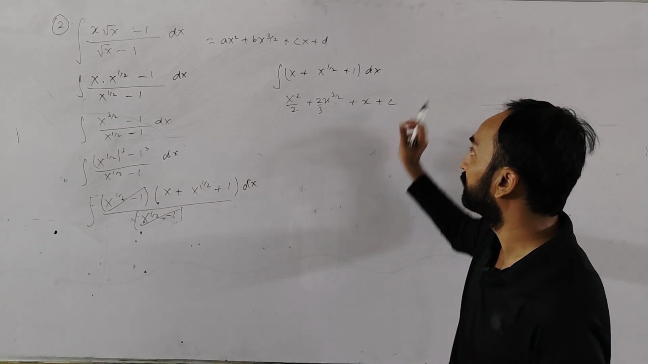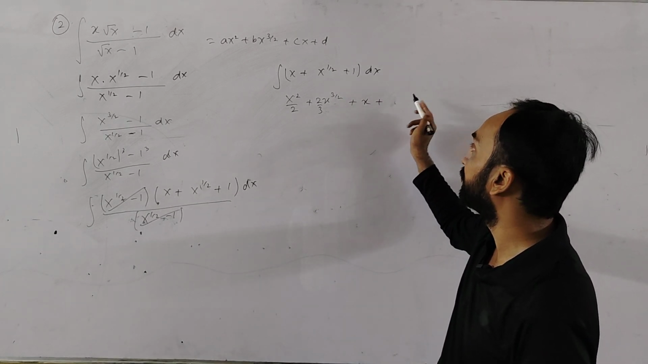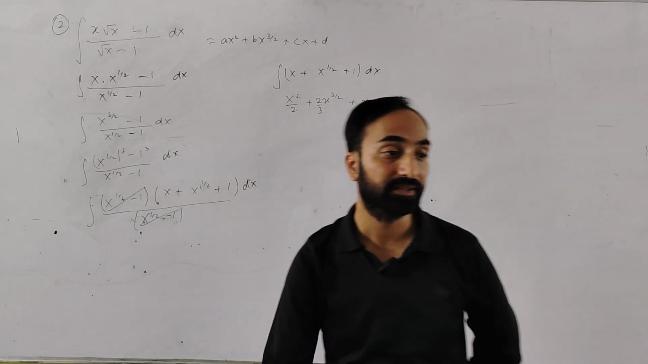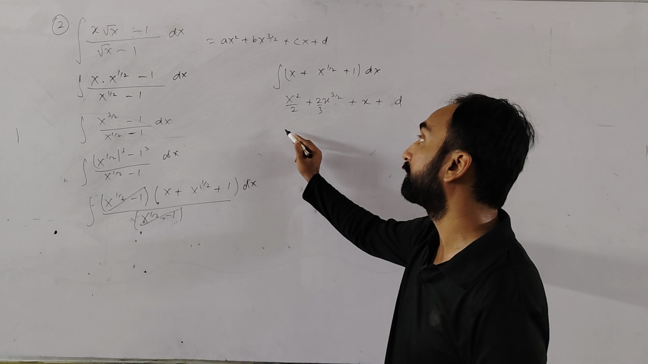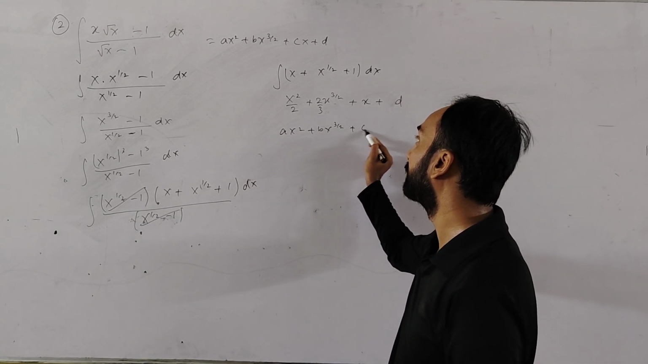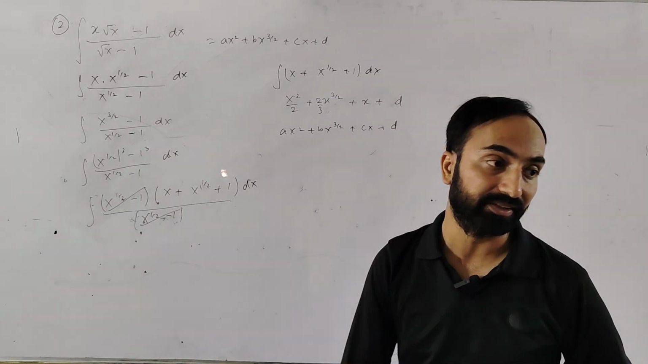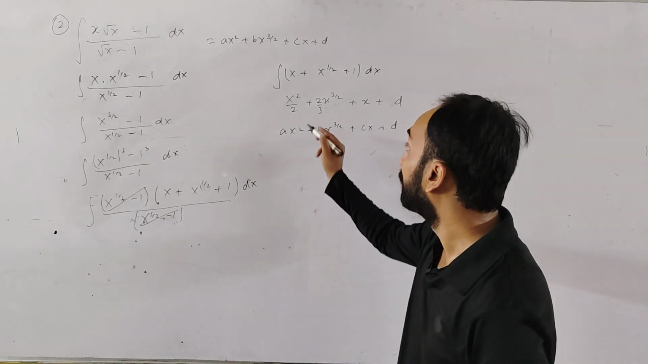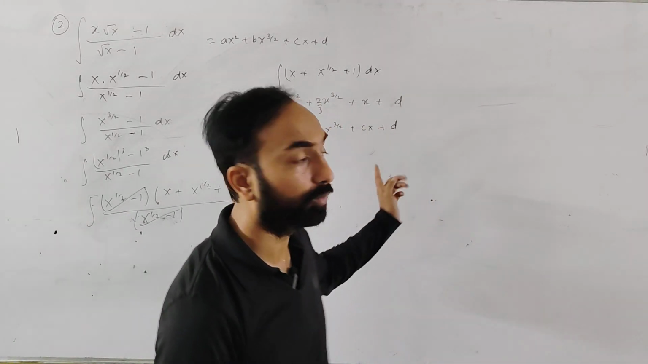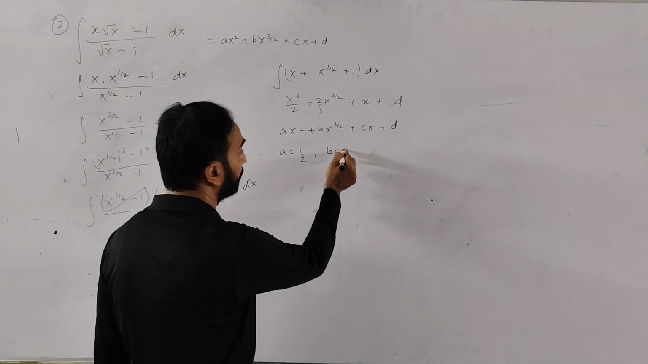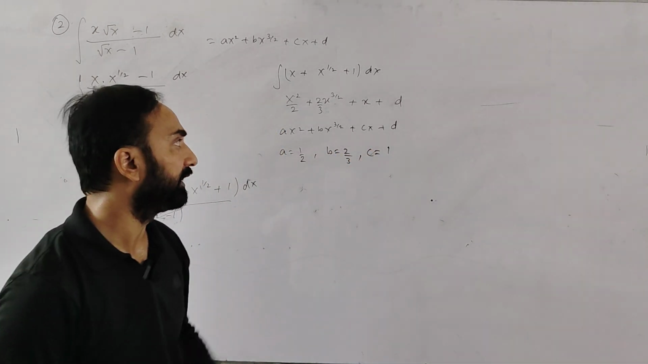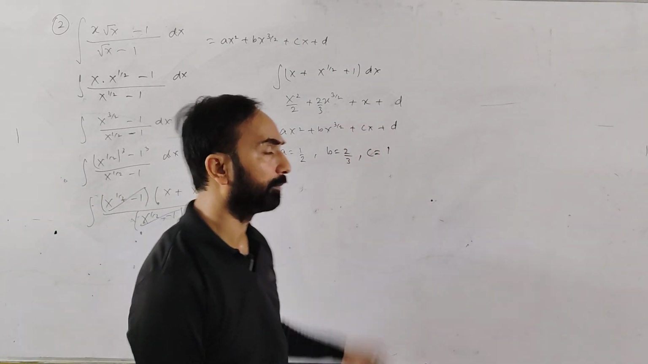So this will become whatever, I can write it in the form of any constant. Since they are using the constant d, any constant is d, correct? Now do the comparison with ax square plus bx to the power 3 by 2 plus cx plus d. If I do the comparison, I will get the value of a is equal to 1 by 2, and the same thing I will do for the comparison, b is equal to 2 by 3, c is equal to 1, and d is d only, right? Because d is the constant I am using here, right?